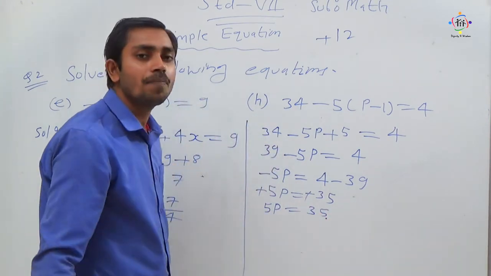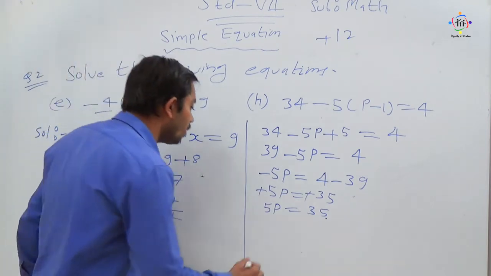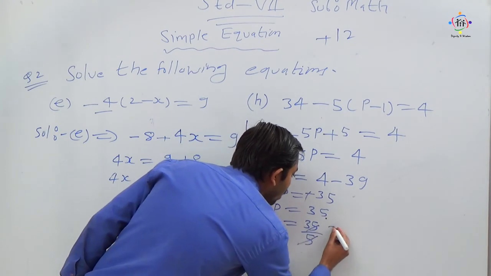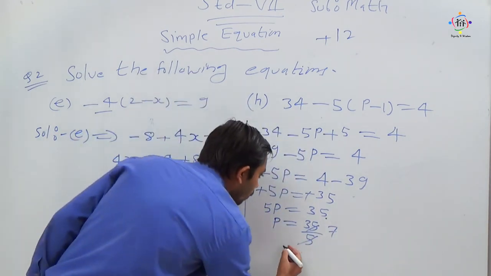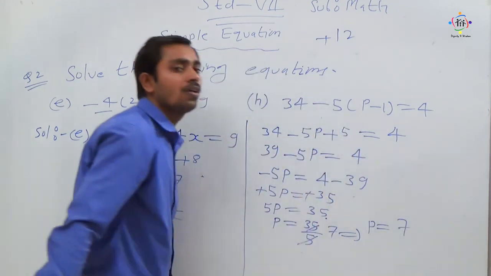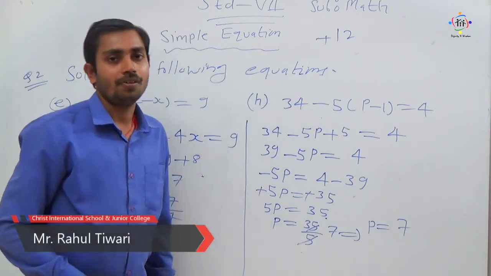Now here 5 is multiplied with p. When it goes to the right side, it will divide the 35, my dear students. So p is equal to 35 by 5. 5 sevens are 35, my dear students. So what did we get? Final conclusion, my dear students. We got p is equal to 7. So this is the required solution of this equation.